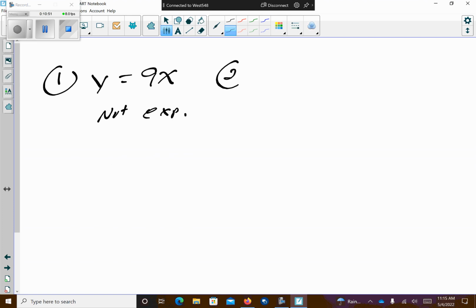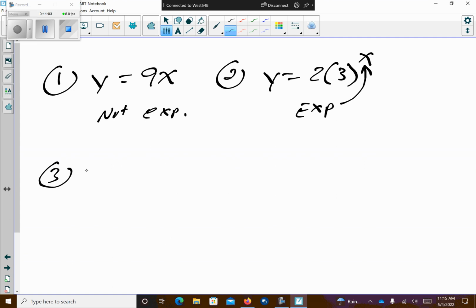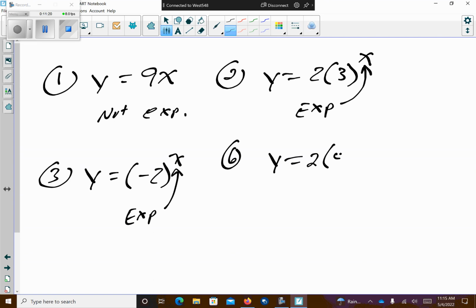Number 2, we have y equals 2 times 3 raised to the x. This is exponential because our x value is an exponent. And then problem number 3, this is also exponential because my exponent is the letter. It's a variable.